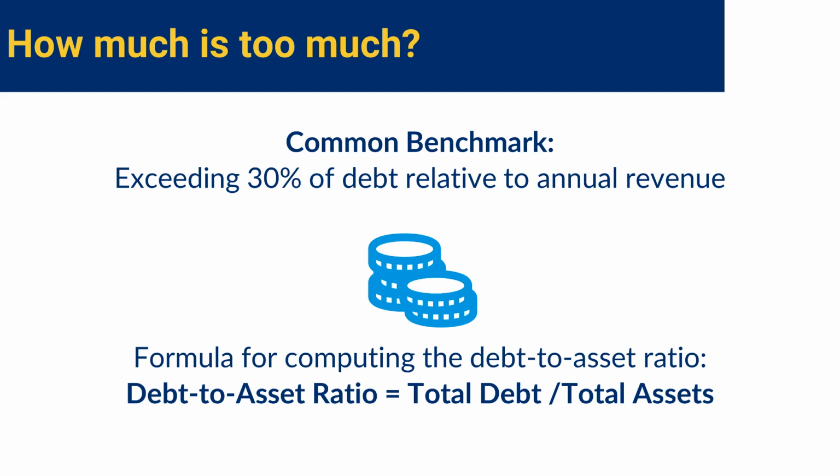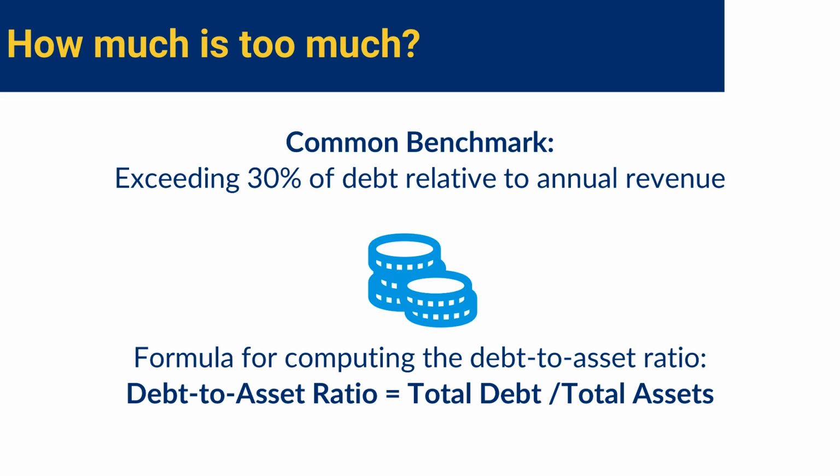While there's no universally applicable threshold for an acceptable debt-to-asset ratio, a commonly cited benchmark in the child care industry suggests that exceeding 30% of debt relative to annual revenue could signal heightened risk. This guideline underscores the importance of aligning debt levels with revenue-generating capacity to maintain financial stability and resilience.